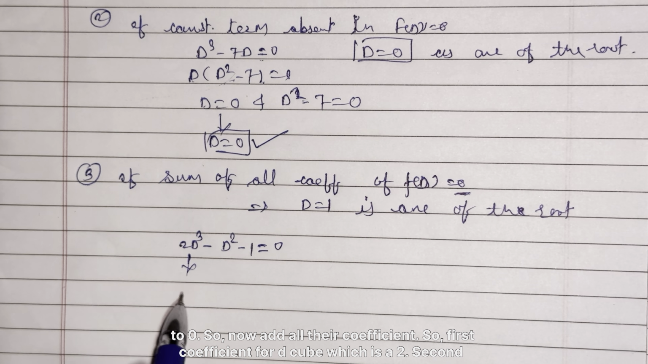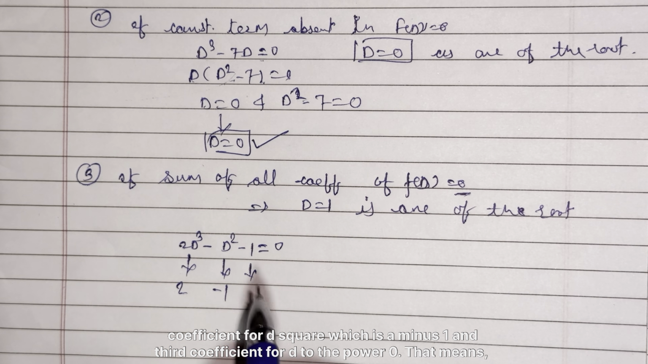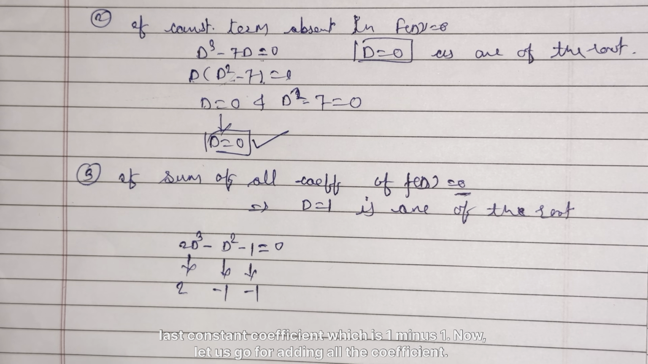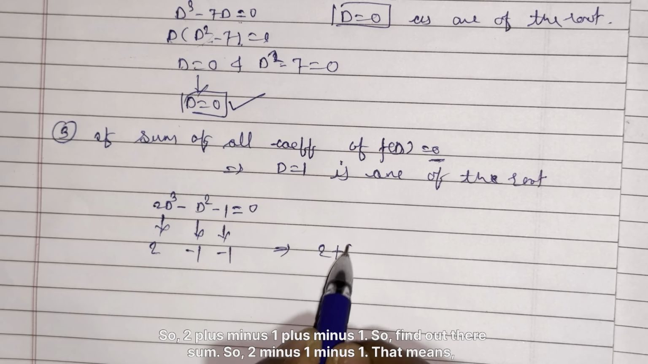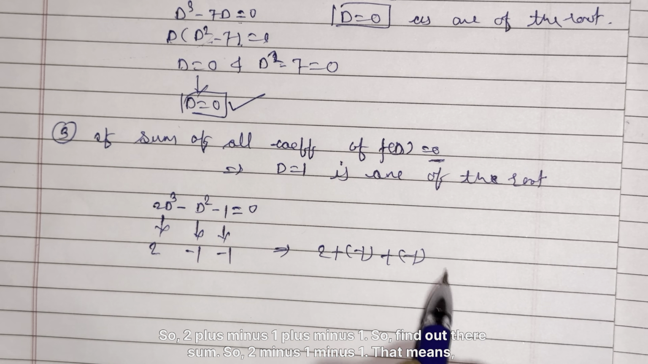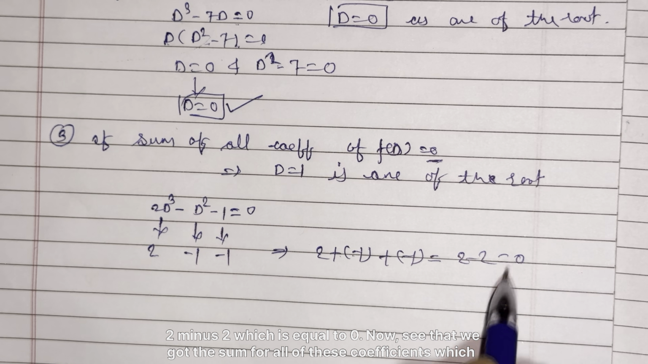So first coefficient for d cube which is 2, second coefficient for d square which is minus 1, and third coefficient for d to the power 0, that means the last constant coefficient, which is minus 1. Okay, now let's go for adding all the coefficients. So 2 plus minus 1 plus minus 1. Okay, so find out their sum. So 2 minus 1 minus 1. That means 2 minus 2, which is equal to 0.